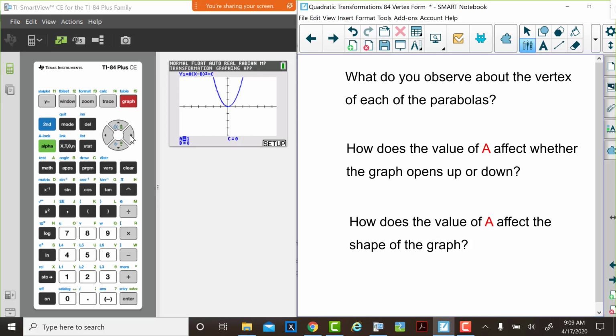Judy is going to change the value of a. We'd like you to think about the three questions on the right as she does this. So that you can watch the screen, I'll read those questions. As a changes, what do you observe about the vertex for each of the parabolas? How does the value of a affect whether the graph opens up or down? And how does the value of a affect the shape of the graph? Think about those for just a moment.